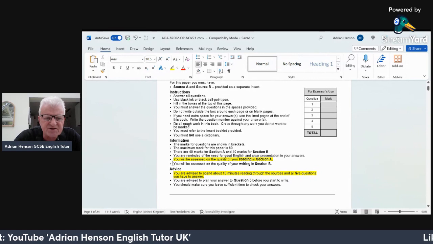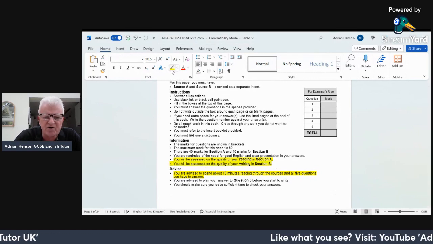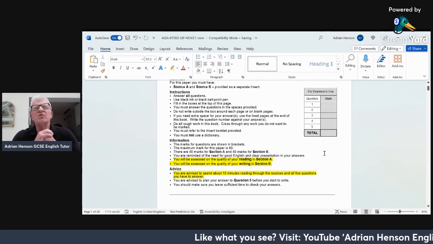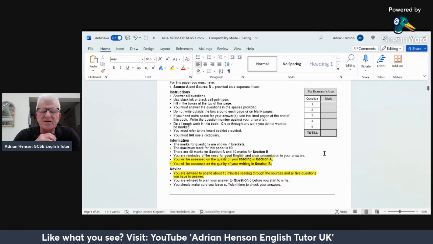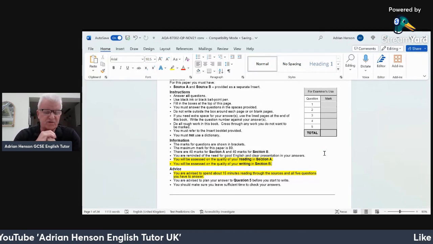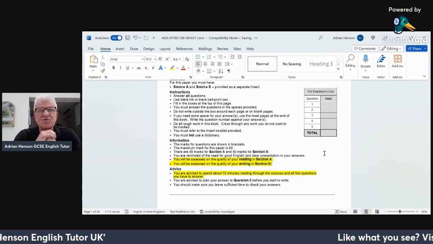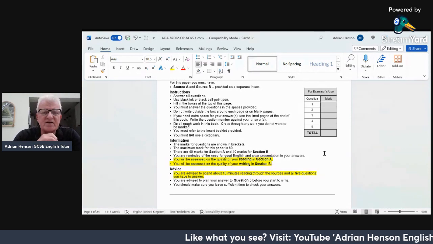And the next thing is this: you will be assessed on the quality of writing in section B. Remember, the quality of writing now includes SPAG. And again, students are looking at 40 marks for one question here, and 24 marks is for content, and 16 is basically for technical errors.